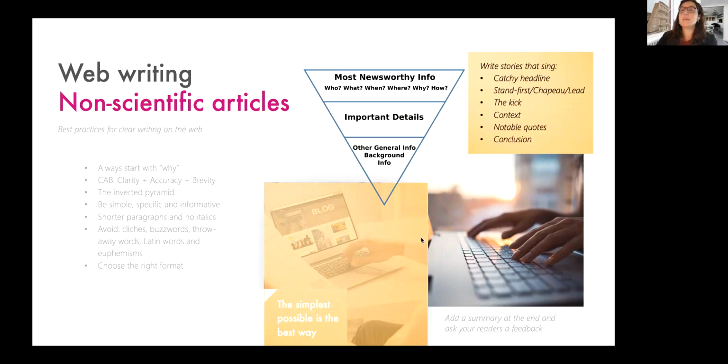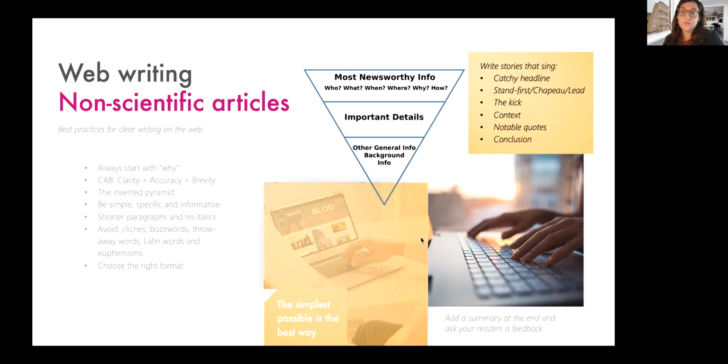Also, related to this, it is often suggested not to use italics, for example, because it's not well perceived by our eyes when reading articles on the web. The inverted pyramid, you see it on my slide here. The questions you should reply to, which should take the most part of your article, the base of your pyramid, are who, what, when, why, where, and how of your story. These are the most informative elements that should raise the interest of the reader.